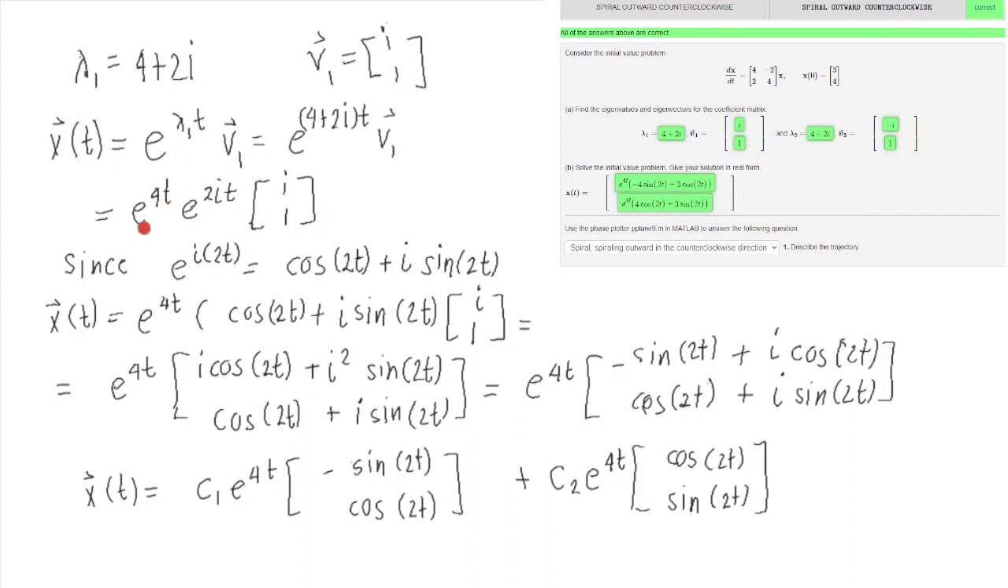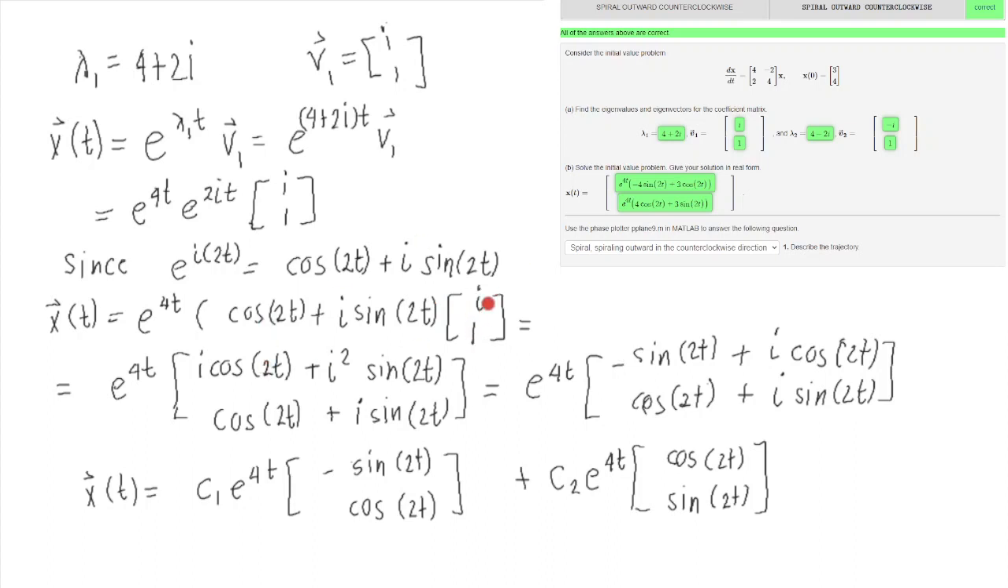We separate this: e to the 4t times e to the 2it. But e to the i times 2t is just equal to cosine 2t plus i sine 2t. That's why we substitute this expression here. Now our x of t is e to the 4t times (cosine 2t plus i sine 2t) times our eigenvector (i, 1).